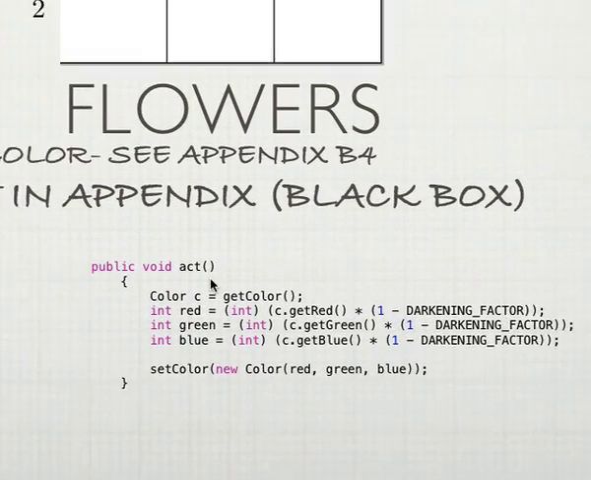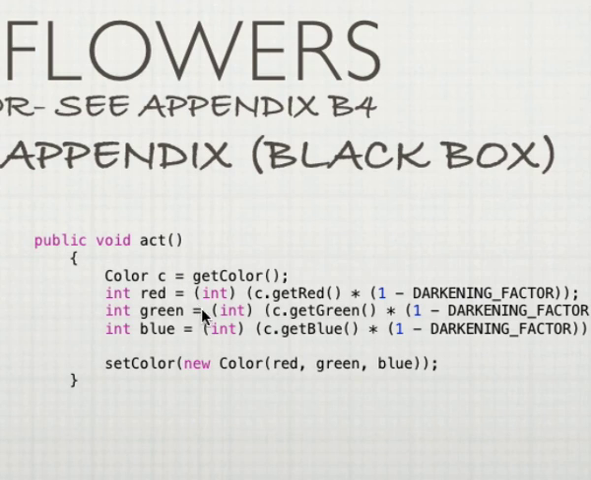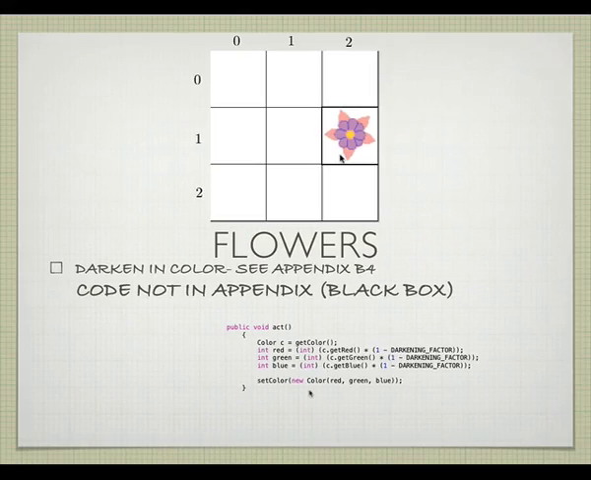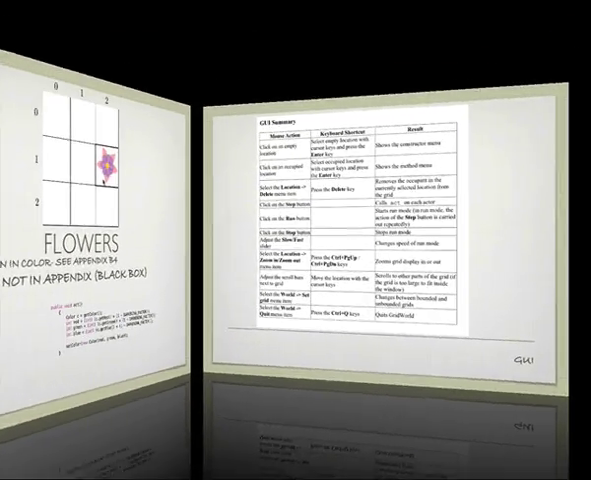Flowers do have a little bit of act. They don't actually move, but they do darken. And here you don't need to know this code for the test. But if you want to make your own stuff that darken, it just changes the color by reducing the amount of its current color by a certain darkening factor, and sets that color to that darkened adaptation of the old color. And that's how they fade to black, quite literally.